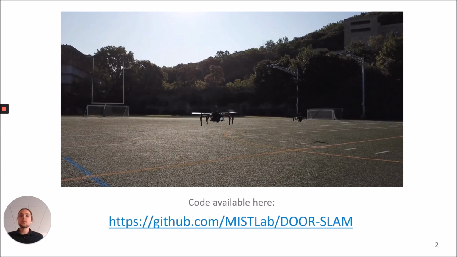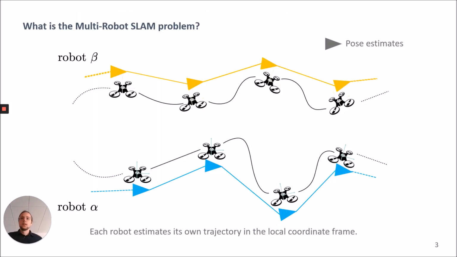SLAM offers a practical solution to localize teams of robots without relying on an external positioning system and with minimal information exchange. We released the source code and Docker images for an easy reuse of the system components by the community. So first, what is the Multirobot SLAM problem?